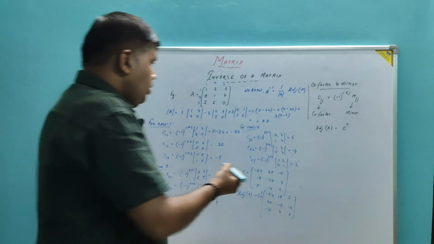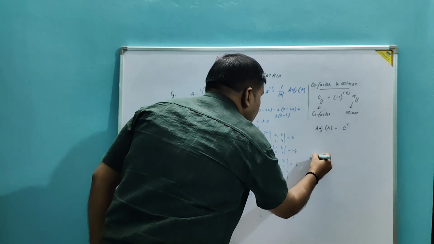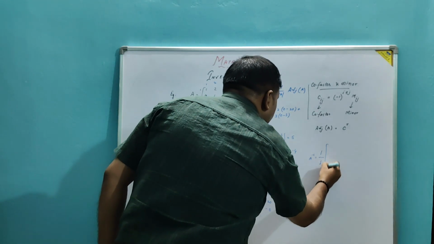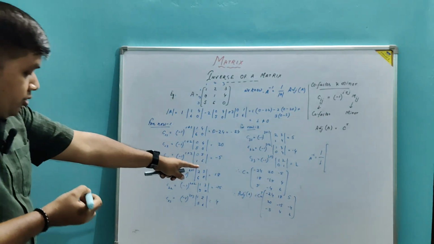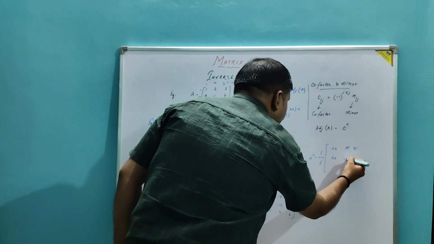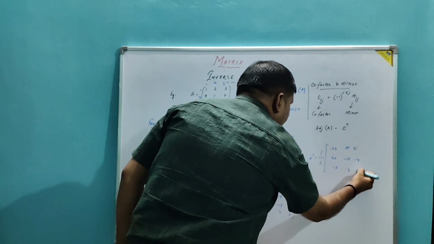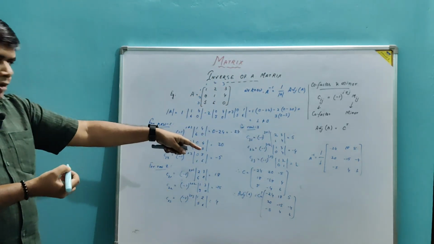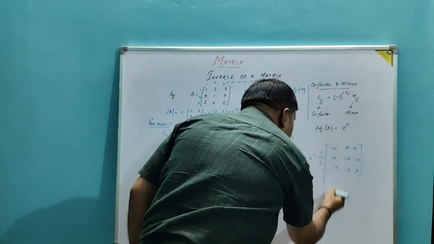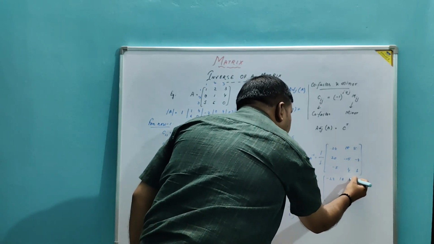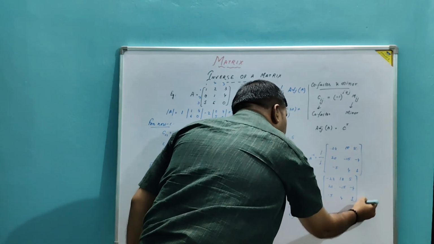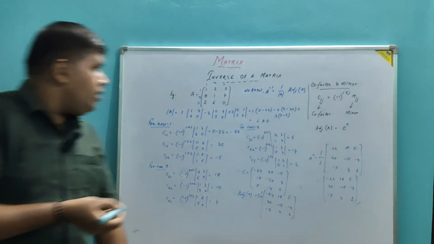The inverse A inverse is equal to 1 by determinant of A, which is 1, times the adjoint of A. The adjoint of A is minus 24, 18, 5, 20, minus 15, minus 4, minus 5, 4 and 1. So 1 by determinant of A, which we have already computed as 1, multiplied by the adjoint matrix. Finally we get the inverse matrix, since 1 by 1 is 1 only: minus 24, 18, 5, 20, minus 15, minus 4, minus 5, 4, 1. So finally this is the inverse of the given matrix A.